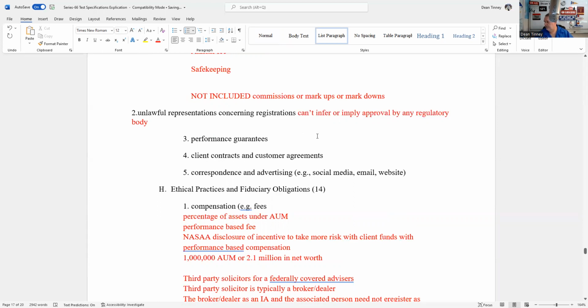Performance guarantees: it's unethical to guarantee any kind of a result. My crystal ball is broke, so we're not supposed to do that. Now, we have to be real careful if we use the word guarantee. There are certain situations in which we can use the word guarantee. So, unethical to guarantee performance.